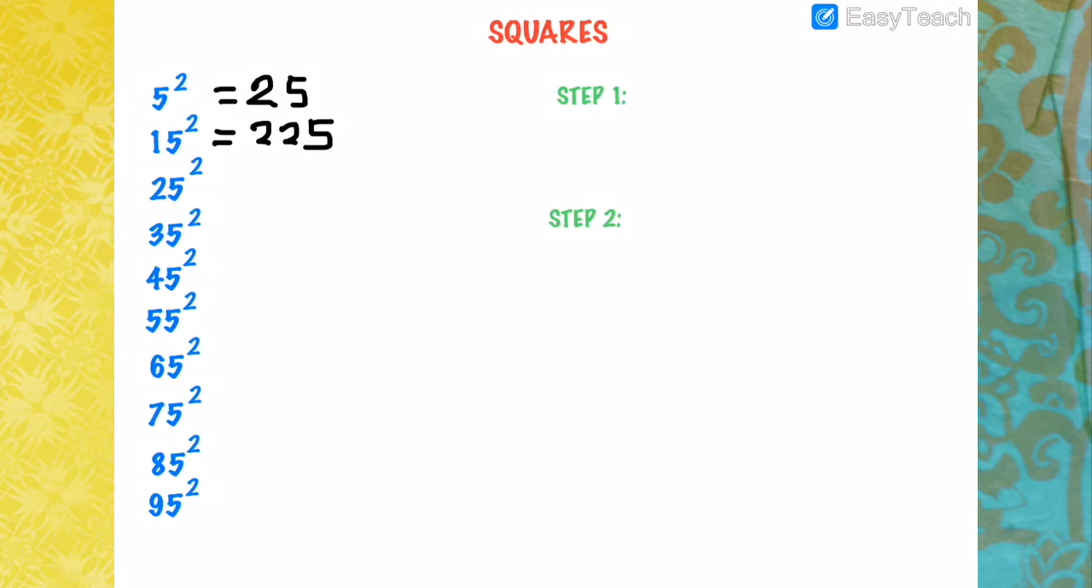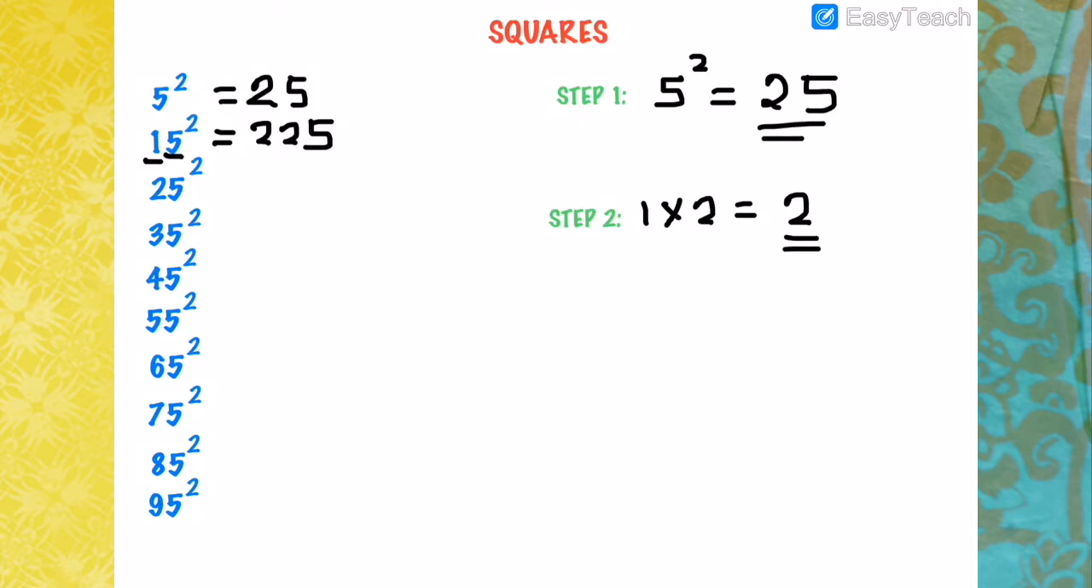So the first step is the last number that we have here, we need to square. So 5 squared would be 25. And then the second step would be to multiply the tens place number with the next number to it. Since our tens place number is 1, we will multiply it with its next number, which is 2. That will give us 2. Therefore, 15 squared would be 2, copy 25. That's 225. Let's try another number.